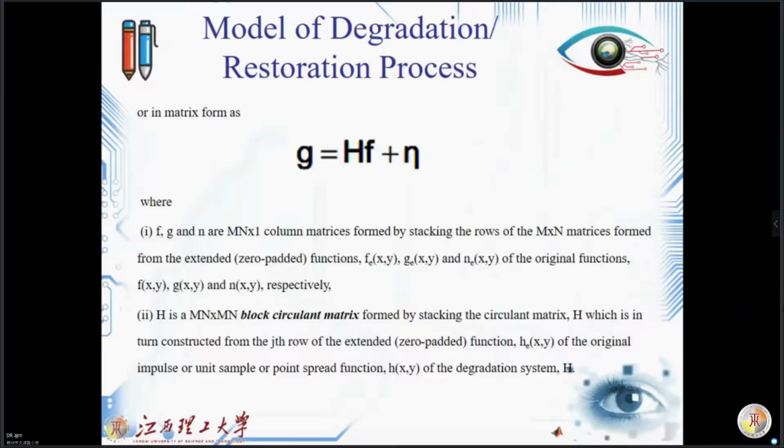H is M n by M n as a block circulant matrix, which is formed by stacking the circulant matrices, and H i is constructed from the i-th row of the extended function. And then h e is the original impulse, or unit sample, or point spread function, which we can then use for the degradation term h(x,y).